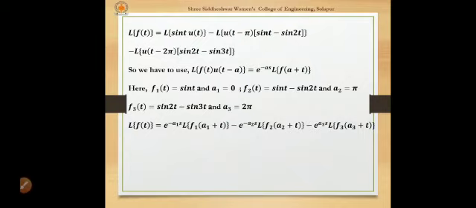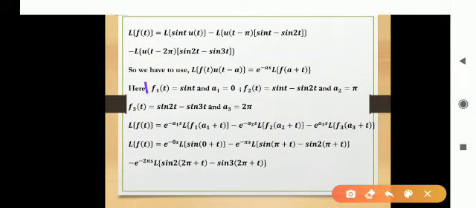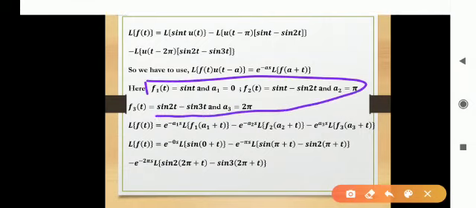So this is just the a1 f1 form. Now replace a1, a2, a3 and f1, f2, f3 values by these results, then you will get this step.